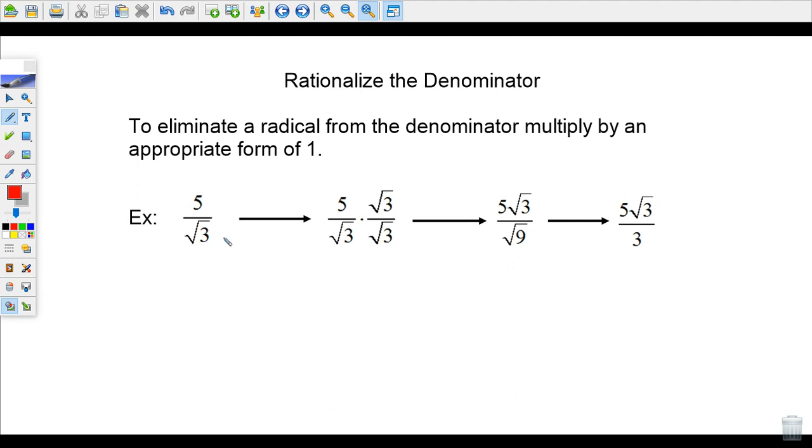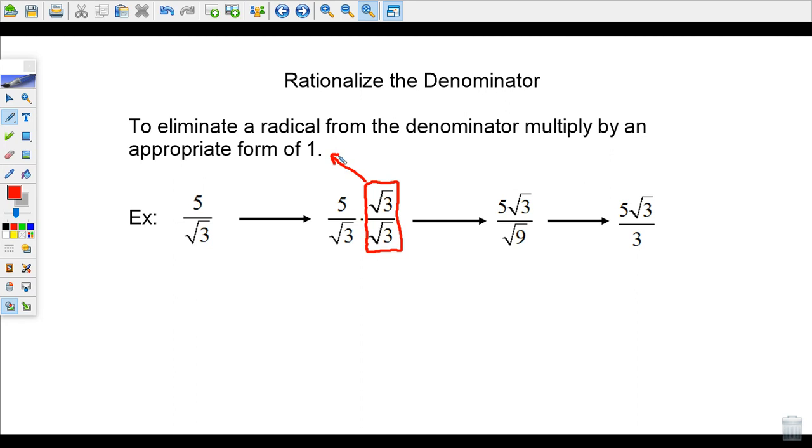So to eliminate a radical from the denominator, here's the example we're using. 5 over radical 3. We're going to multiply by a form of 1, and I said appropriate form of 1 because it has to get rid of this radical. Okay, so the form of 1 that we're multiplying by is right here. Whatever this denominator is, that's what you multiply by in the numerator and in the denominator. So here's our form of 1.